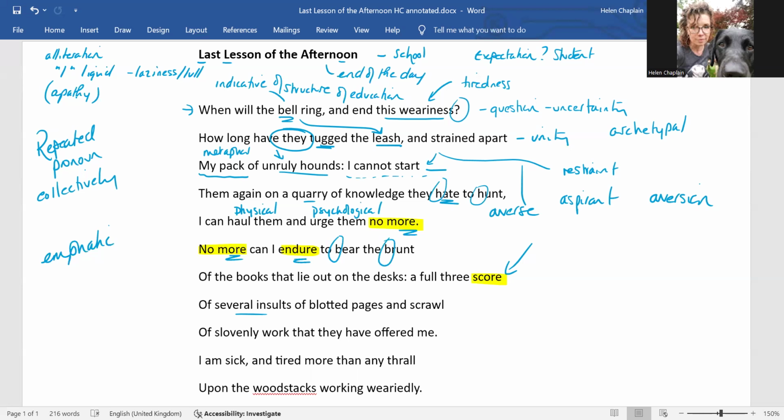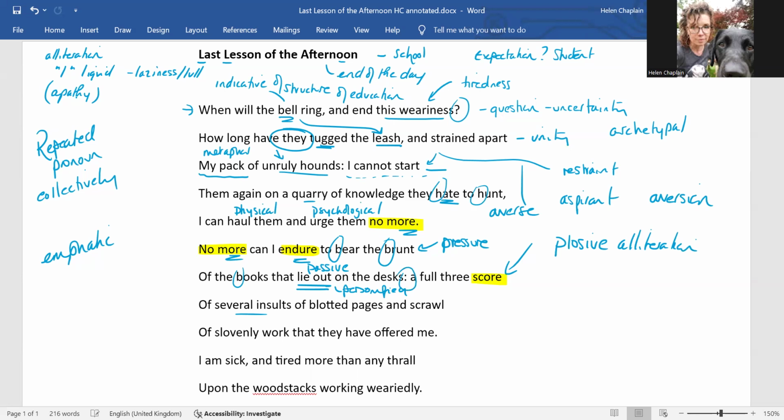"I can't endure to bear the brunt of the books that lie out on the desk." These actually, the passive books, the books are lying there almost personified, just waiting for him. But actually they're putting this pressure on him, the whole idea of that force coming out through the plosive alliteration there, that he's feeling really genuinely oppressed or under pressure from this. So he can't bear the brunt of the books that lie out on the desks.